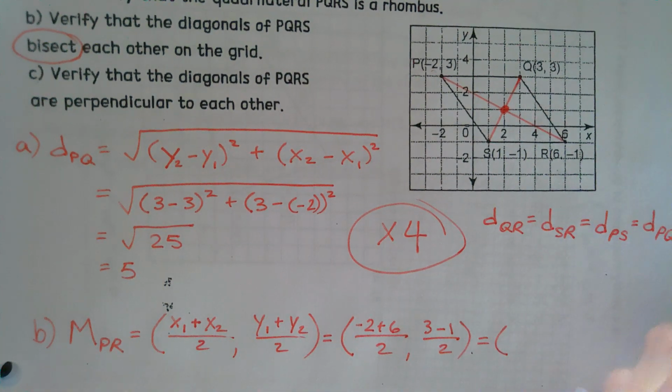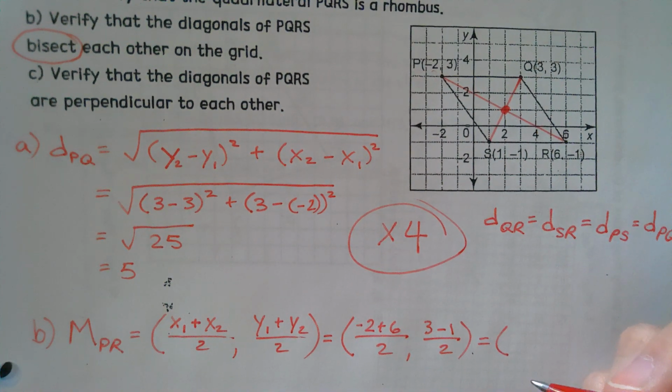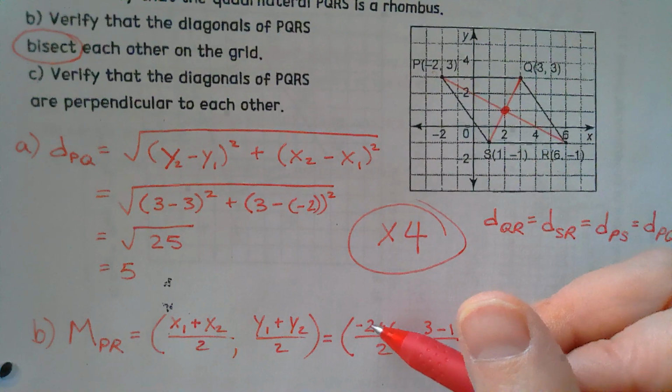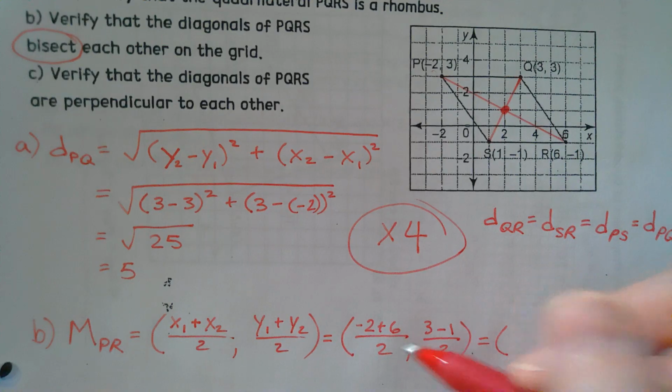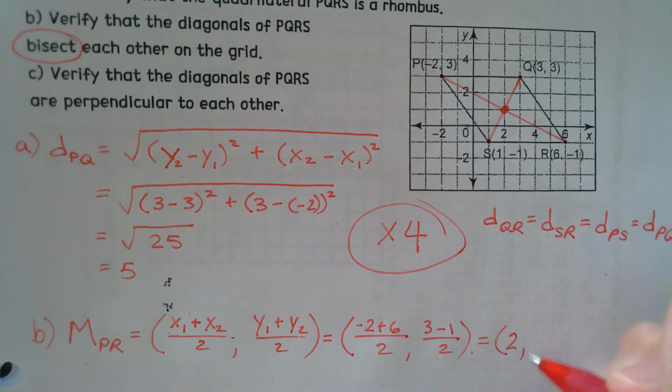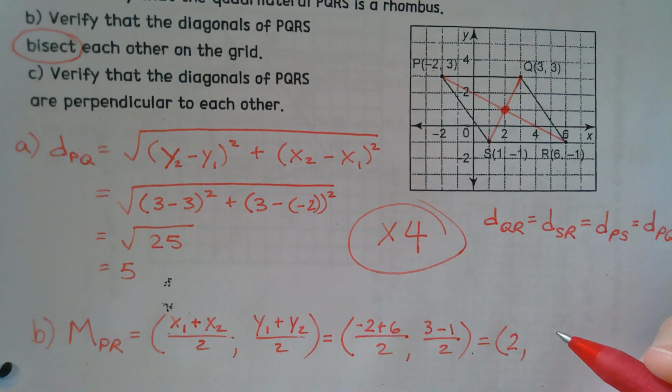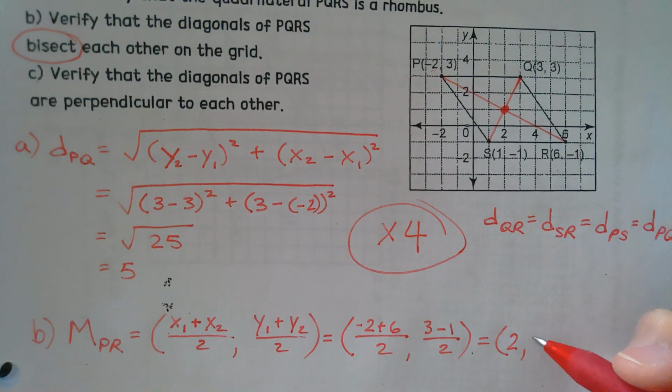All right. Who's good with mental math? Tayden, you're good with mental math. -2 plus 6? 4 divided by 2? Good. 3 minus 1? 2 divided by 2? There you go.